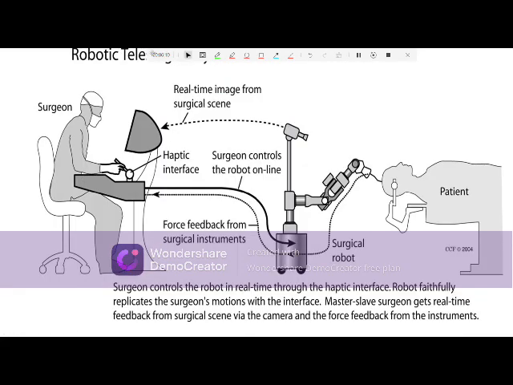Now it is the robotic telesurgery. Here is the surgeon. This is the real-time image from the surgical scene. It is the haptic interface. The surgeon controls the robot online. Force feedback from surgical instruments. Here is the surgical robot, and here is the patient. So the surgeon controls the robot.